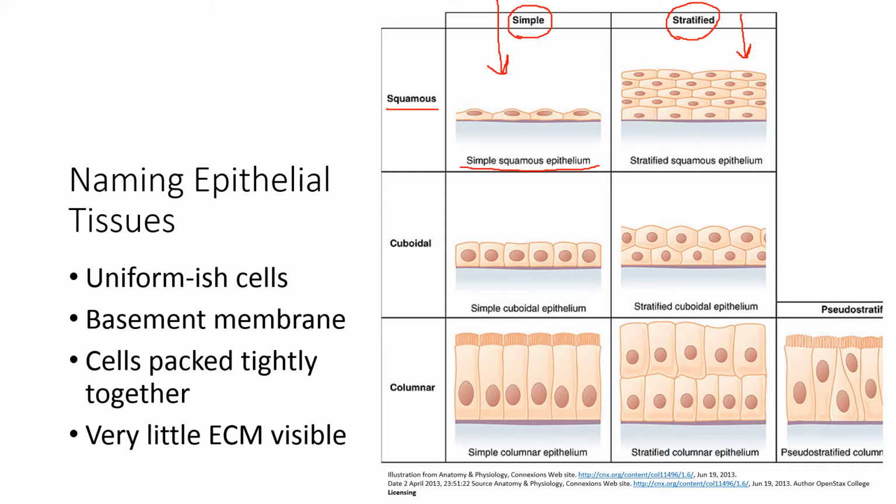How do I know there's only one layer of cells? Because the layer of cells basically sits on top of this basement membrane, and the apical surface does not have other epithelial cells on it.